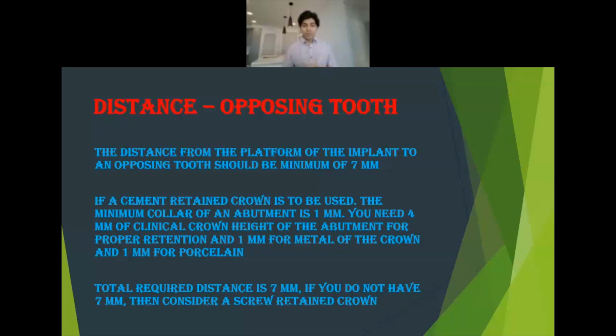If a cement-retained crown is to be used, the minimum collar of an abutment is 1 millimeter. You need 4 millimeters of clinical crown height of the abutment for proper retention, and 1 millimeter for the metal of the crown and 1 millimeter for porcelain. If you don't have 7 millimeters of distance from the opposing tooth, then don't go with the cement-retained crown. Go with the screw-retained crown in that scenario.